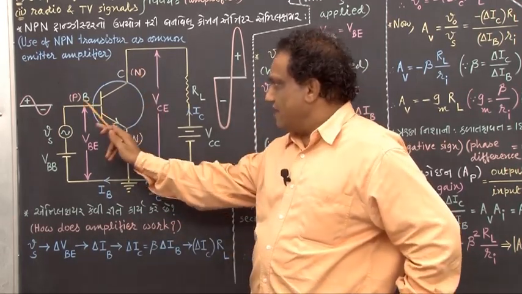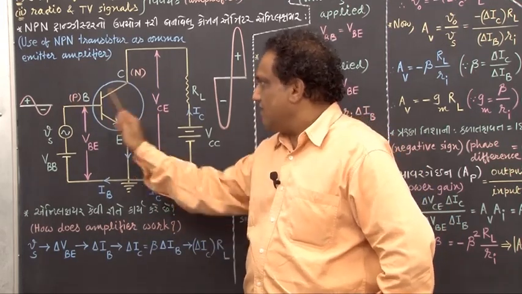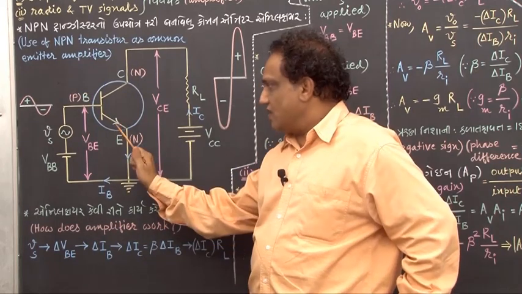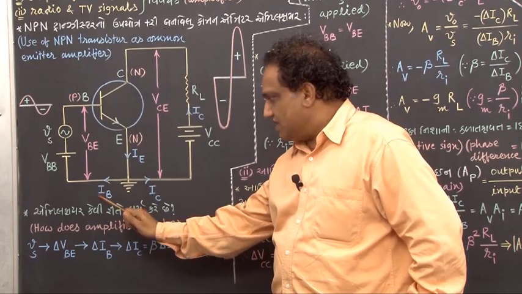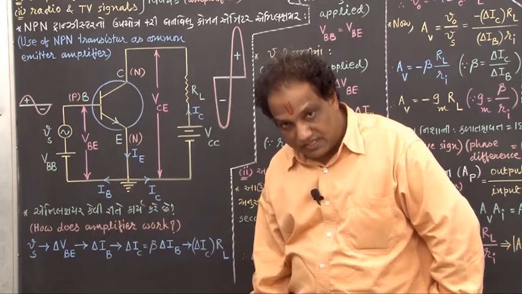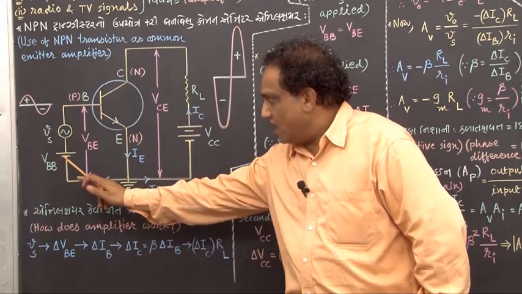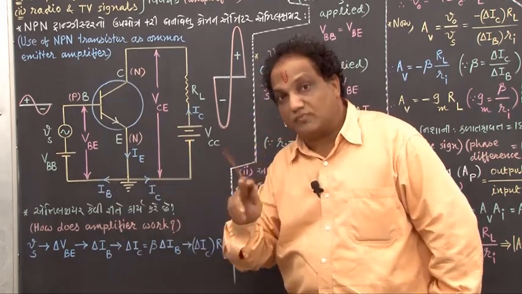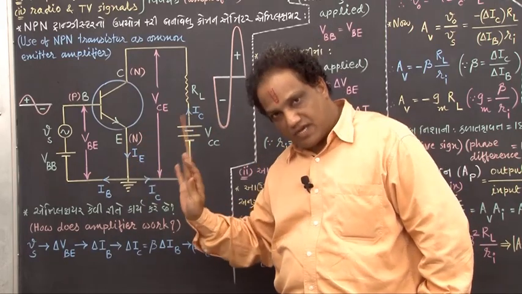Which 4 changes I am showing you? Come on, instead of NPN, you should write PNP. PNP this way or PNP this way, no problem. Instead of showing arrow outward, you will show it inward. These currents, you will just make them reverse in the directions, correct? Directions of all these currents must be reversed, and polarities of these two batteries also must be reversed. These 4 changes you can make in this circuit, okay?